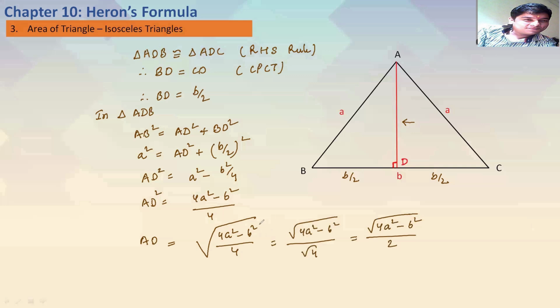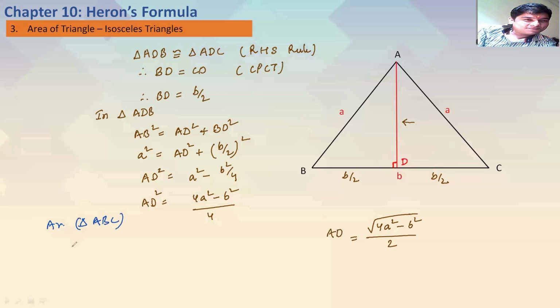What is the formula for area of triangle? Half into base into height. Let me rub this so that I can have space. This is AD, right? So now if you go on to find out area of triangle ABC, what's gonna happen? Half into base BC into height AD.